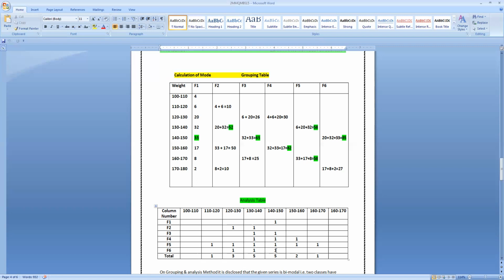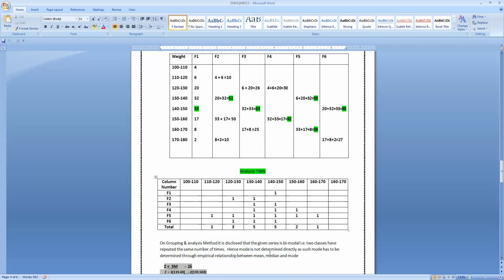So after marking all the values in the analysis table, now we'll have to go for totaling the values of the analysis table. For 100 to 110, there is no marking, so it is nil. In the second column, it is only 1. In the third column, 1, 2 and 3 values are there. In the fourth column, that is 5. In the fifth also, it is 5. In the sixth, that is 150 to 160, the total is 2, and 160 to 170, the total is 1. The last one, there is no number.